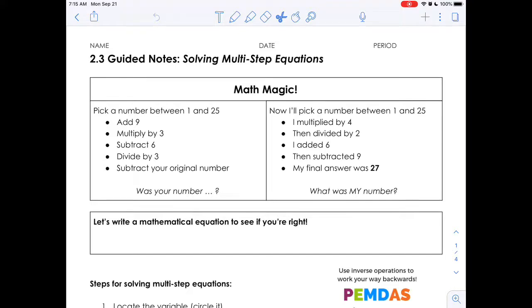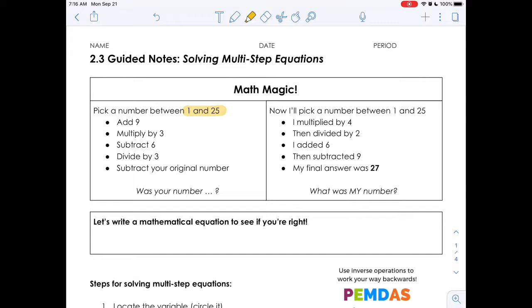So first I'm going to have you pick a number between 1 and 25. Pick a number, make sure you have that in your head. All right, you might want to have a calculator handy or a piece of paper to follow along with these directions, but now I want you to add 9 to your number. Now multiply by 3, subtract 6, divide by 3, and finally, subtract your original number, the original number that you picked.